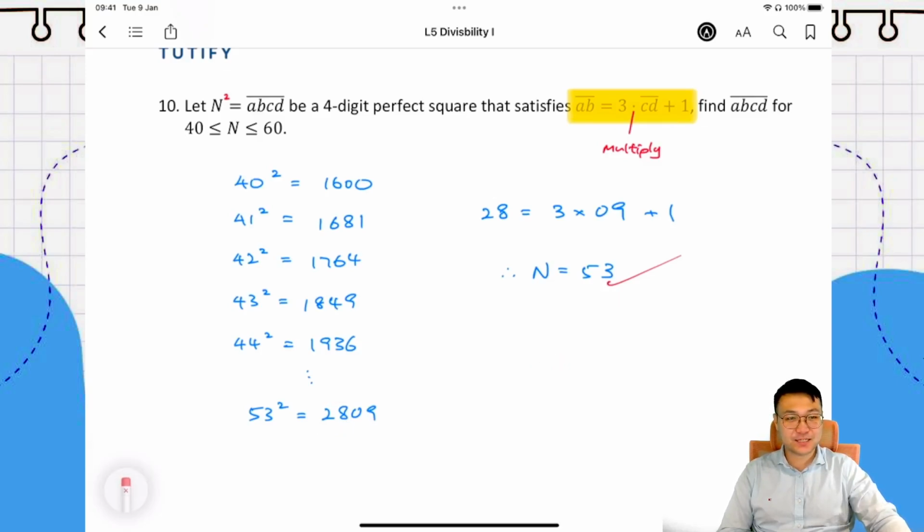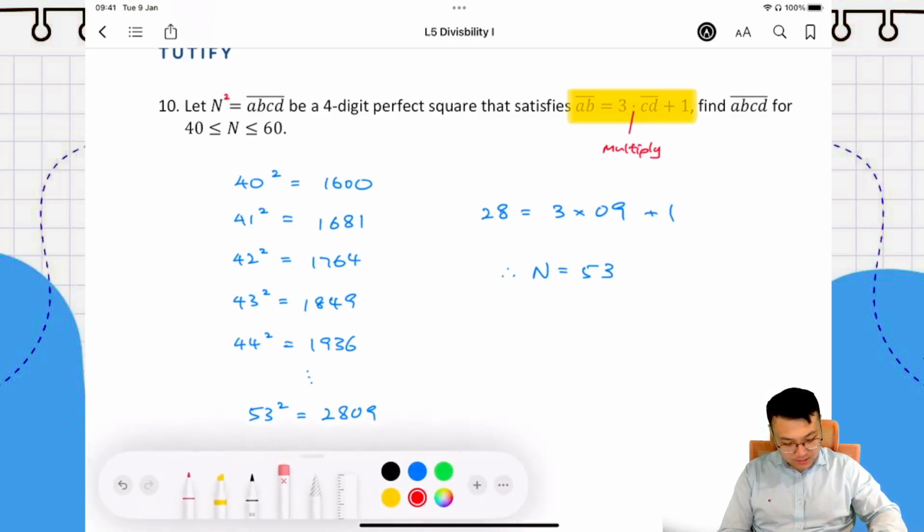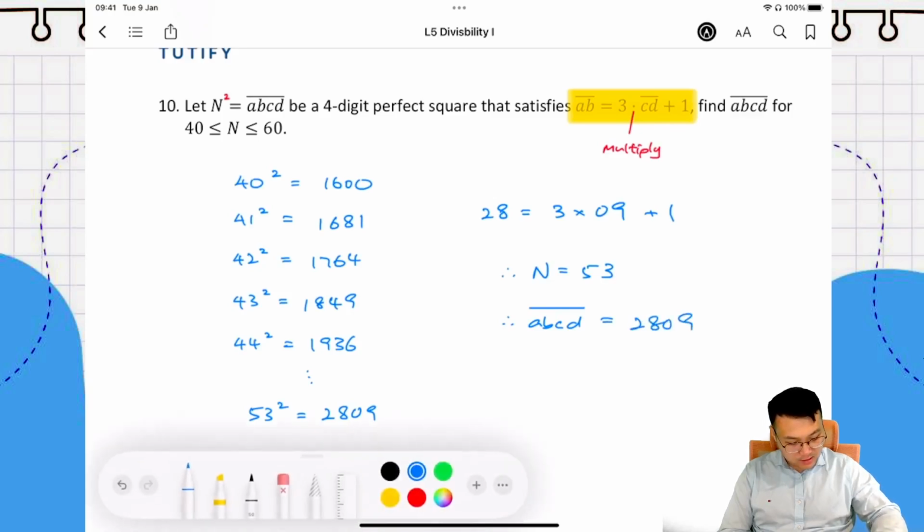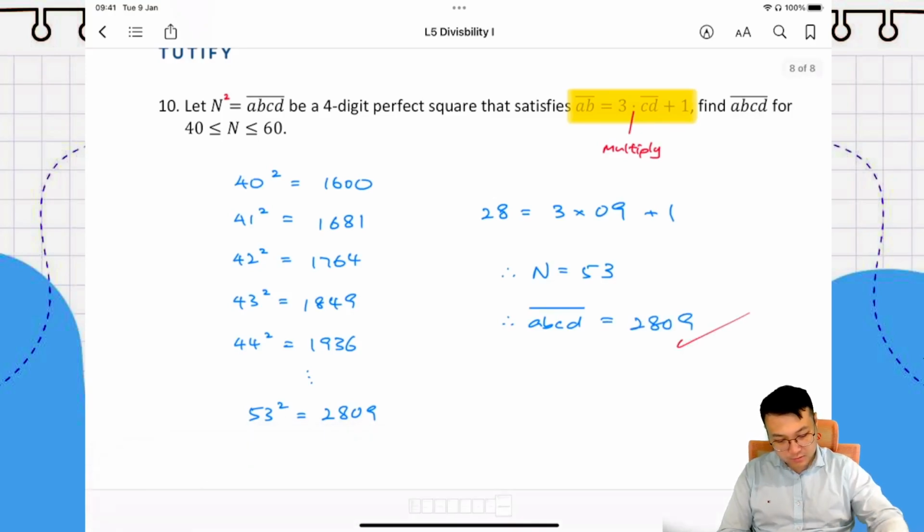Okay? Yes, Anand, question. You said find ABCD, not n. Oh, sorry. Thank you, Anand. So what is ABCD? Therefore, n equals 53, which means ABCD equals 2809. Thank you. There we go.